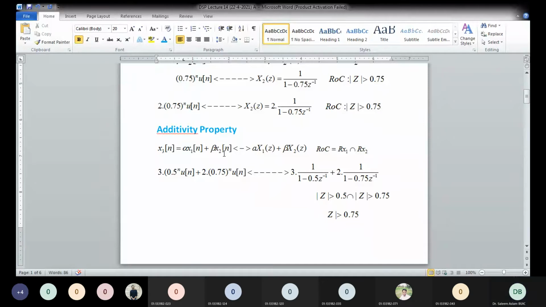So same concept here. If you have a large sequence that is running from 0 to infinity, you can break it into chunks and you can find out the Z transform of individual chunks, and then you can finally add to get the final answer.